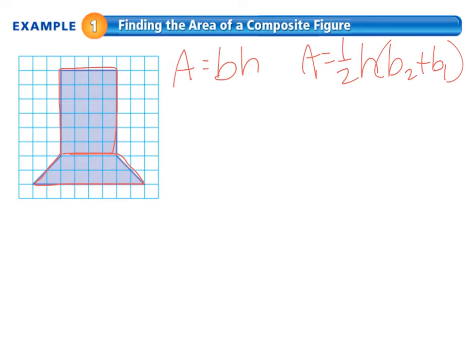Alright, so I have a base and a height for my parallelogram. It looks like my base is 1, 2, 3, 4. And my height, 1, 2, 3, 4, 5, 6. 4 times 6 is 24. I'm going to say units squared. And then let's look at the trapezoid.